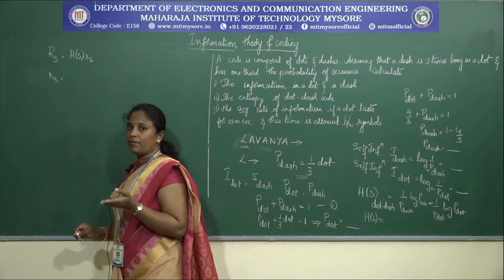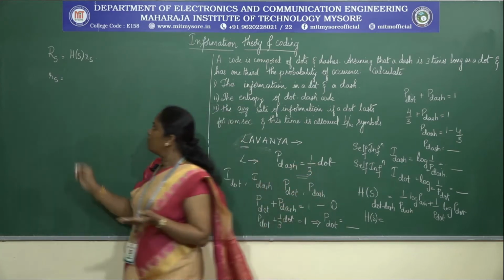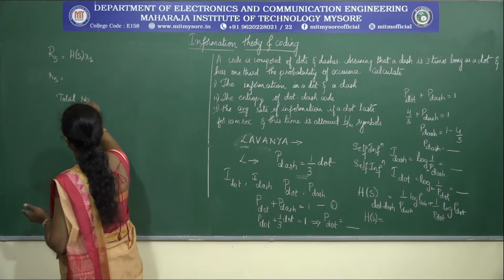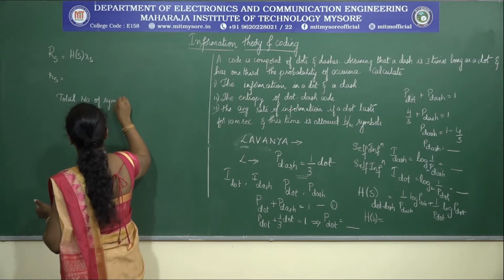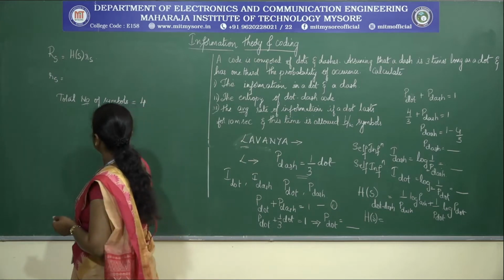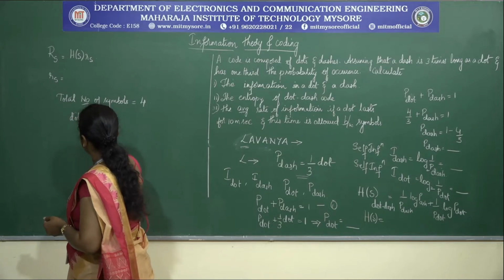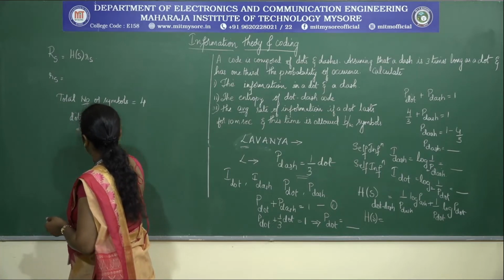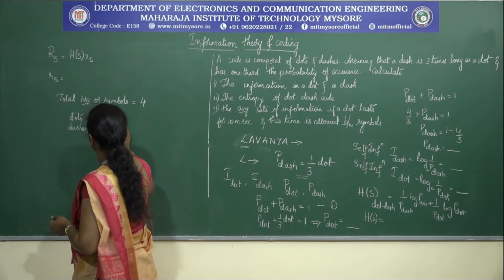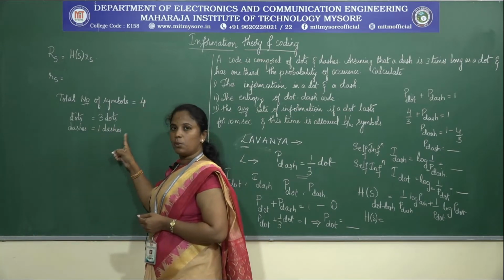So that means we have to count how many dots as well as how many dashes. The total number of symbols is 4 symbols. Among them we have 3 dots and only 1 dash. So in total we have 4 symbols, among which 3 are dots and 1 is a dash.